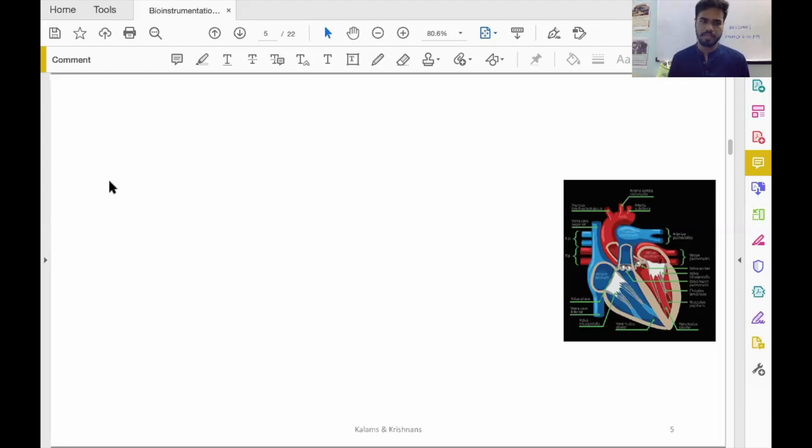Let's start with a blank sheet of paper. Let's draw the Wiggers diagram. Draw it along with me. Let's see how much we learn in the process. Okay, and this is very relevant to GATE. I'll try to show that once we are done with the Wiggers diagram.